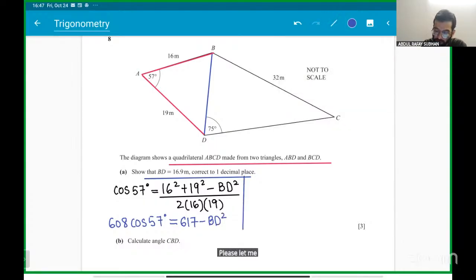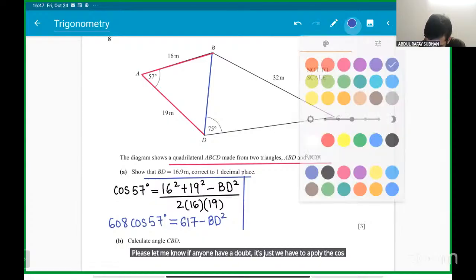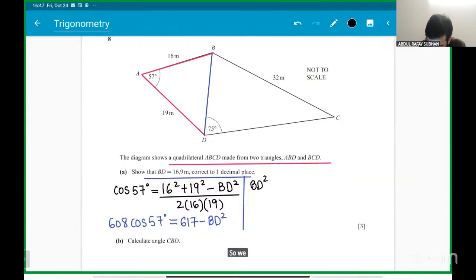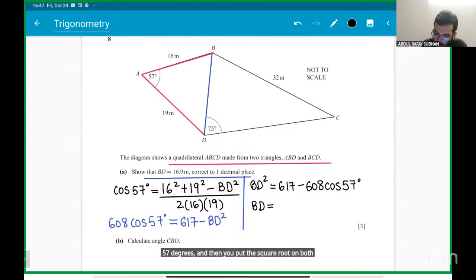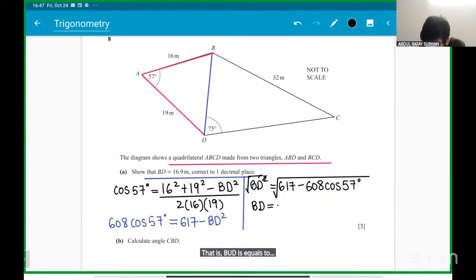Please let me know if anyone has a doubt. We just have to apply the cosine rule to get the measurement. So we got BD squared equals 617 minus 608 cos 57 degrees. And then you take the square root on both sides to get the BD measurement, to prove that this is correct. So that is the square root of 617 minus 608 cos 57 degrees. BD equals 16.9, coming exactly the same, 16.9 meters, and the answer is correct as well.